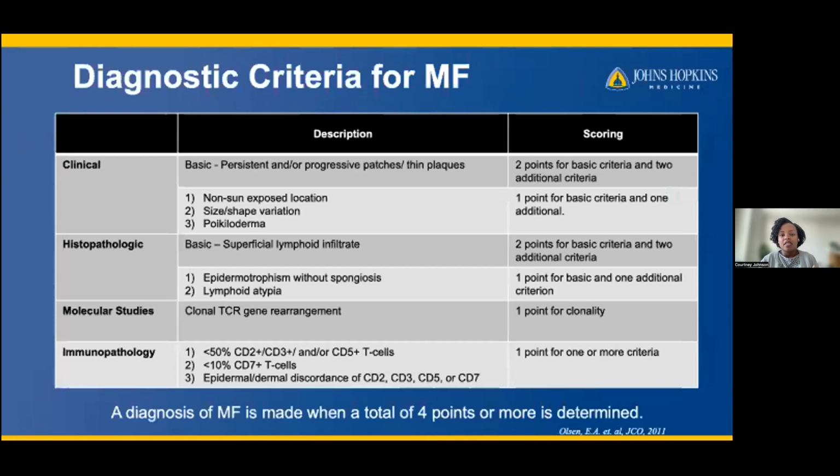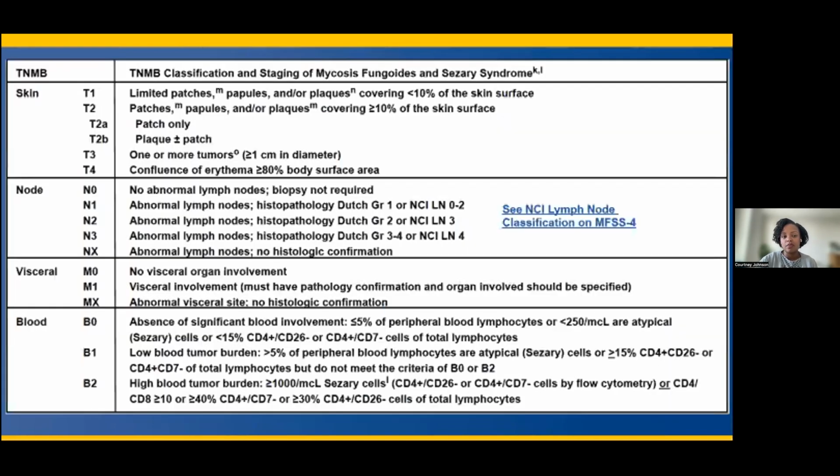So all of this information is taken together. An algorithm was proposed by the International Society for Cutaneous Lymphoma to help with this diagnosis, and it gives us more information. And then we can put all these together to make up the clinical, the histopathological, the molecular studies, and our immunopathology as well. And the diagnosis of mycosis fungoides can be made once 4 points or more have been determined. And once a diagnosis of mycosis fungoides has been made, it can then be used to identify the stage of the patient, which can then be used to determine survival.